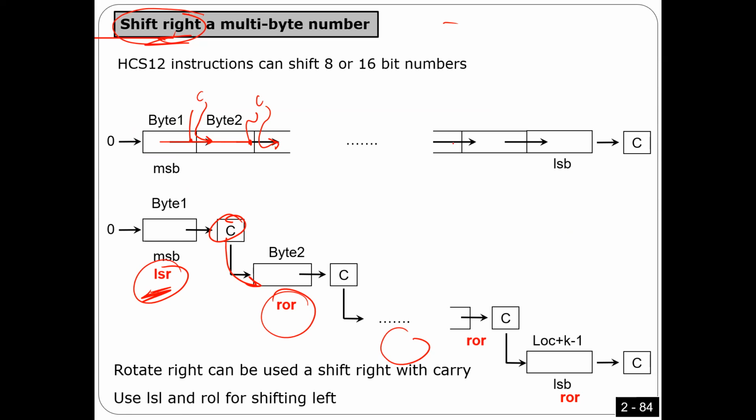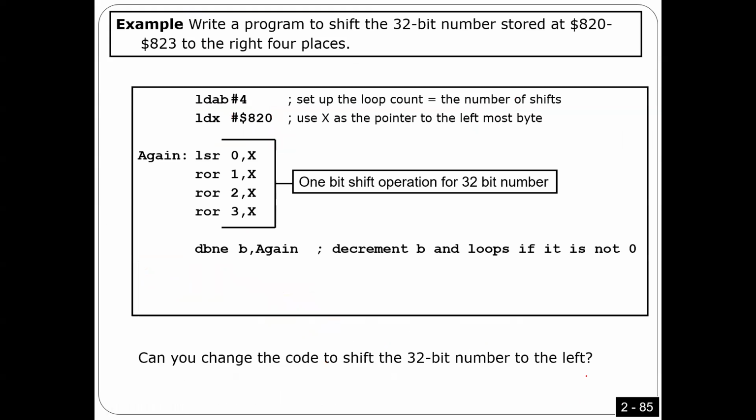So always when you rotate with carry, this one is going to go to the carry, and then I'm going to input it here. Okay, that's how it works. So the first one I'm going to do shift, and then after that I do rotate. I give you one example here. So number one, you do shift, and then you do rotate. These 4 instructions are going to do one shift operation for 32 bits.